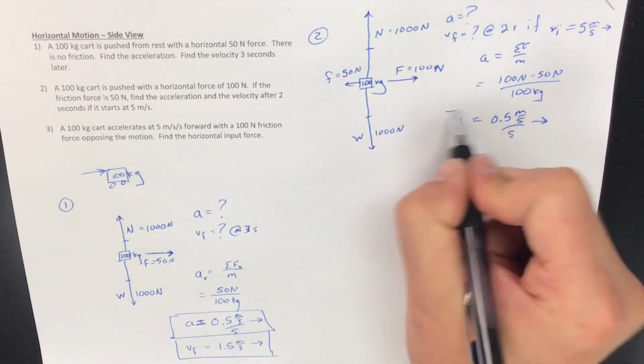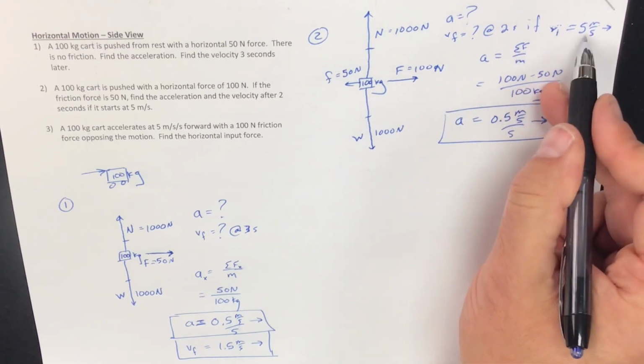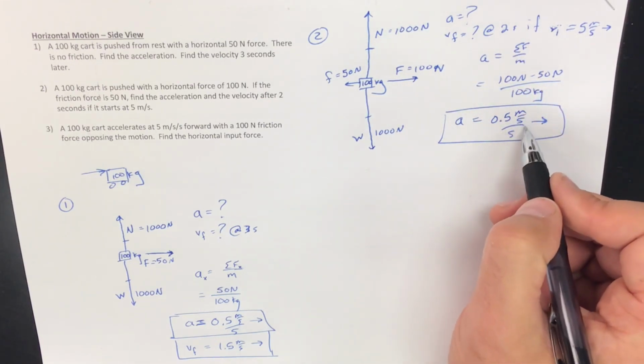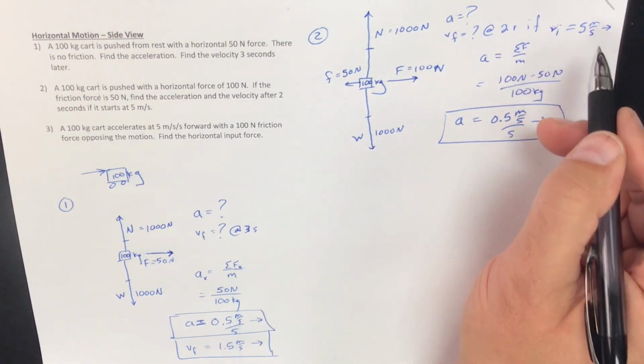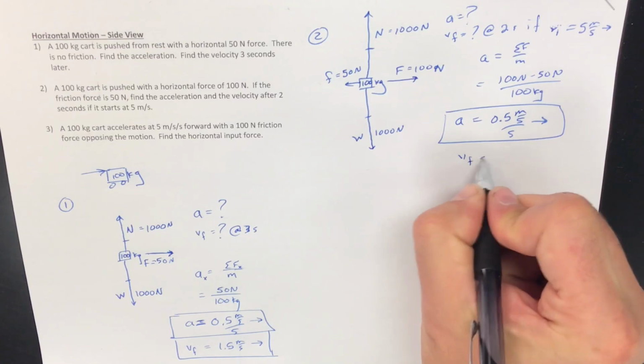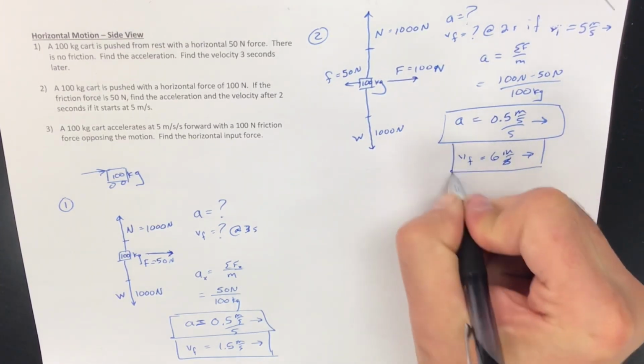That's the acceleration. And then, okay, so initial velocity is 5. It picks up half a meter per second every second for 2 seconds. 5, 5.5, 6. So the final velocity is 6 meters per second in that direction.